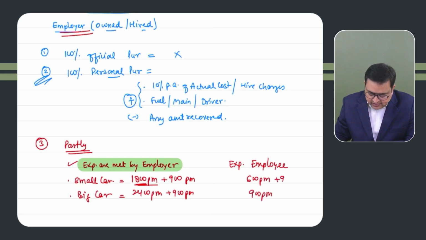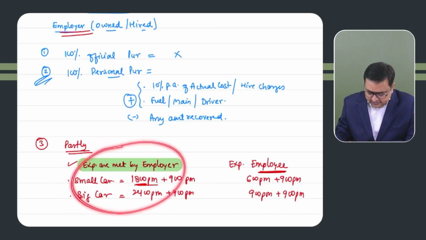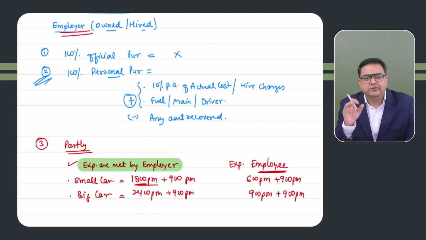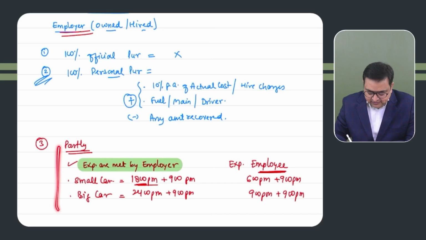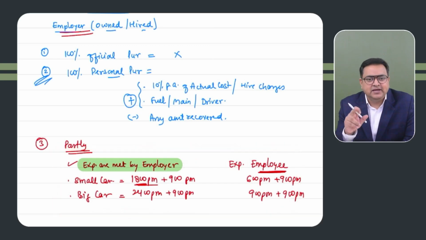Yes, for a driver, again 900 per month, driver or chauffeur, whatever you can say, 900 per month would be included, right? Expenses are met by employer. But generally, I'm telling you, these are most important. But yes, please remember these values also. And I'm again repeating, these are the fixed limits. If any amount is recovered from the employee, then it will not be subtracted from these fixed limits.